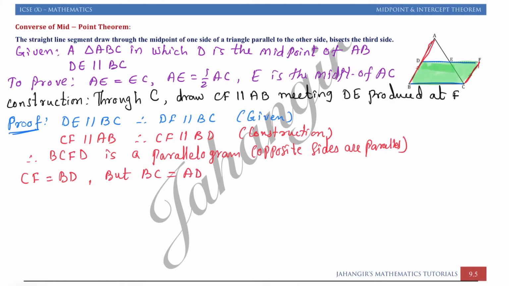It is given that you can write it as reason: opposite sides of a parallelogram, and given, both parts. First, opposite sides of a parallelogram, and then for the second part, the reason is given. I am writing both together. You can write two different steps. So therefore from these two I can say CF is equal to AD.